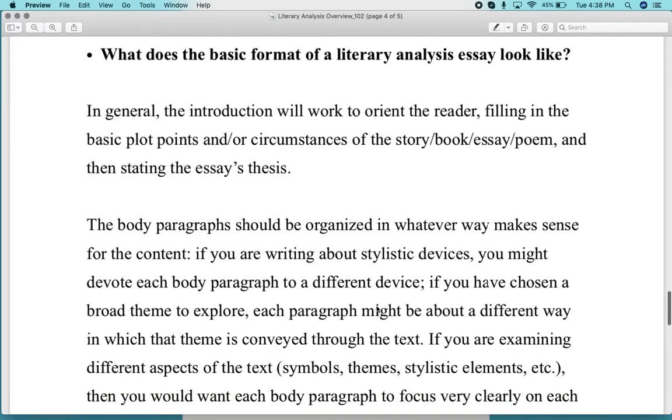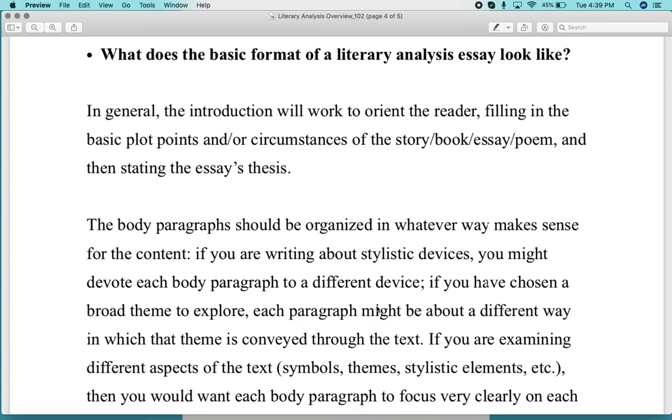And then the body paragraphs should be organized in whatever way makes sense for the content that you're writing about. So you have a fair amount of freedom with literary analysis in terms of what you choose to focus on. So if you decide to write an essay just talking about stylistic devices, right? So, you just want to talk about hyperboles and metaphors and foreshadowing, then you might devote each body paragraph to a different device. Right? So in one, you could talk about the metaphors, and one, you could talk about the similes, and one, you could talk about the oxymorons.